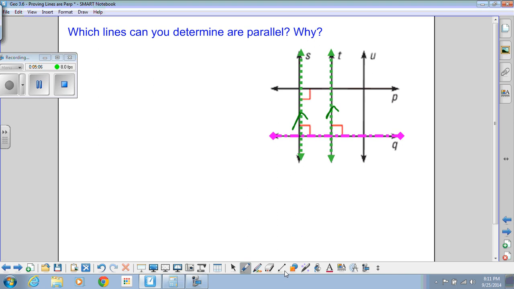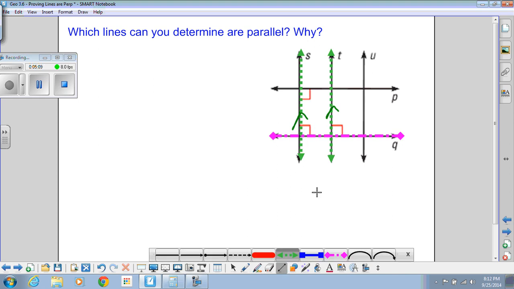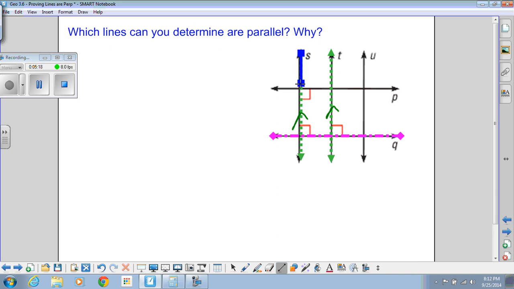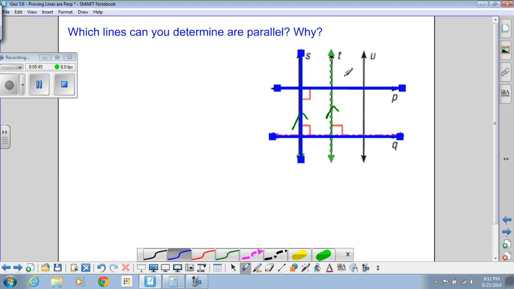Now, if I go back to these other two boxes, I'm going to trace that line. These two boxes right here are perpendicular to this line S. So I'm tracing over that with the blue. Since these two lines that create those boxes, so that would be line P and line Q, are perpendicular to this same line S, then I know P and Q are parallel to one another. So I'm going to mark those parallel as well.